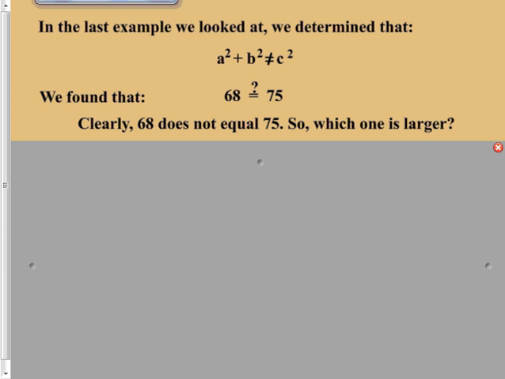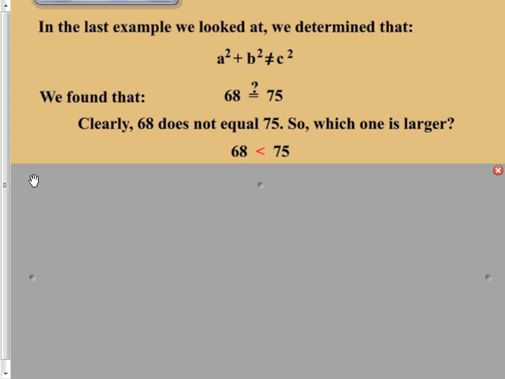The last example we looked at, we tested to see if a squared plus b squared did equal c squared, and it did not. We ended up with a statement that said 68 was trying to be equal to 75. That is obviously a false statement. So the converse of the theorem not only wants us to know that this was not a right triangle, it also wants us to know, is it acute or is it obtuse, based upon which side of this equation is larger. Now, very clearly, 68 is smaller than 75. So the sum of the legs being squared was smaller than the hypotenuse being squared.